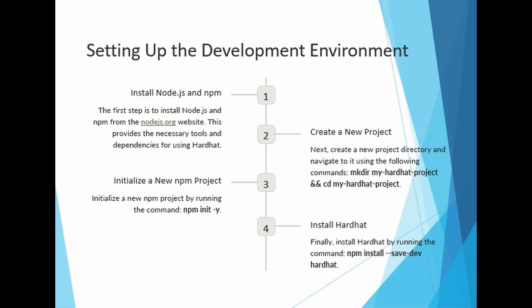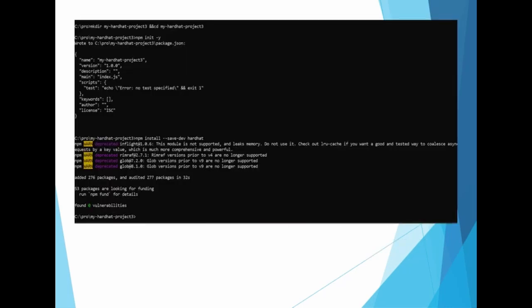Then, to create a new project, open Node.js command prompt and type in the following command to create a new directory and to navigate to it. Then, initialize a new npm project by running the command npm init -y. Then, finally install Hardhat by running the following command. This is how your command prompt will look like after installing Hardhat.